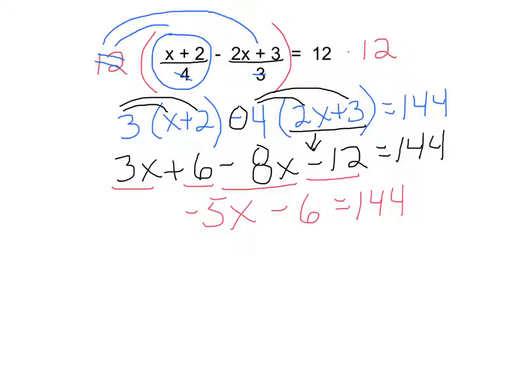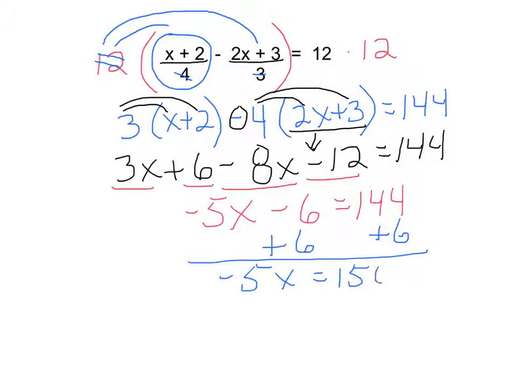Now I'm down to a two-step problem. I'm going to add 6 to both sides. If I add 6 to both sides, I am going to end up with negative 5x on the left-hand side equal to 150 on the right-hand side. And then dividing both sides by negative 5, I'm going to have a final answer, as I said before, x is equal to a negative 30.